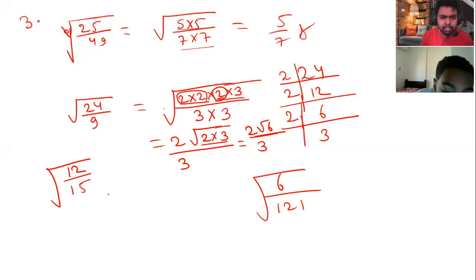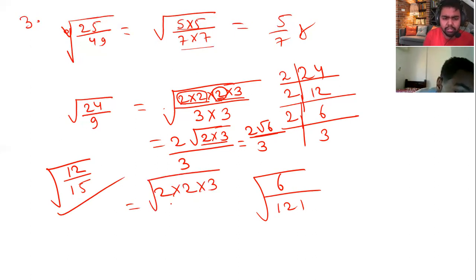Okay, so can you solve this question? This one is easy. Tell me the answer for the next one. See, 2 multiplied by 2, multiplied by 3. Very good. And how should we write 15? 15 can be written as 5 multiplied by 3. Here we don't have any pair for 15, so it is just going to be like that inside the root.